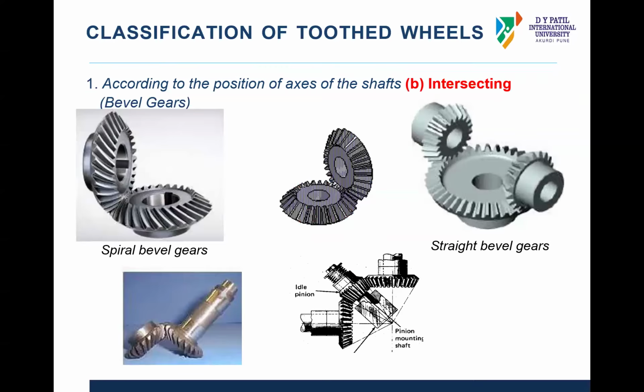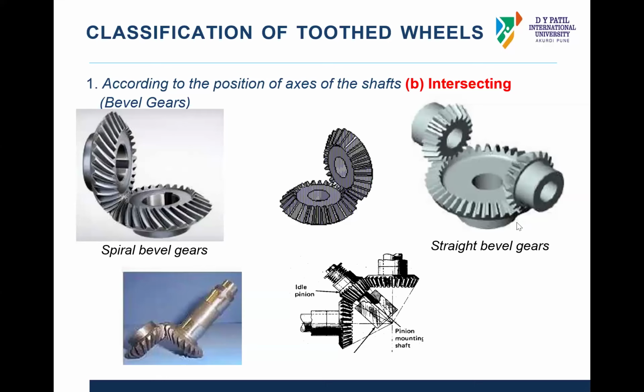Then we have second, if shafts are intersecting each other. That means if the axes of shafts are perpendicular to each other, then we have combinations of spiral bevel gear. Basically, this kind of arrangement is used in a differential gearbox, where we have this bevel pinion and bevel gear, which is used to transfer power from the propeller shaft to the axle of wheels, the rear axle of wheels.